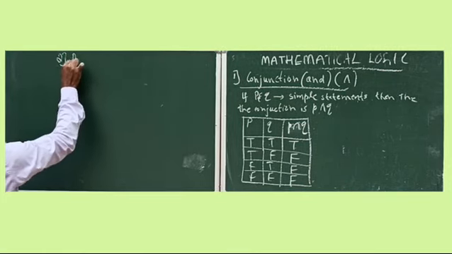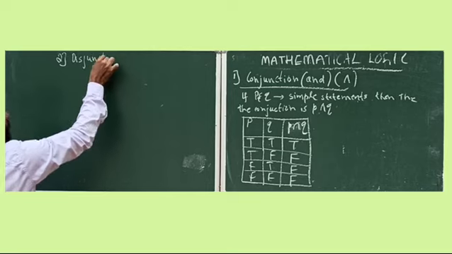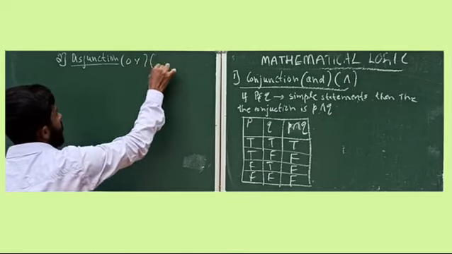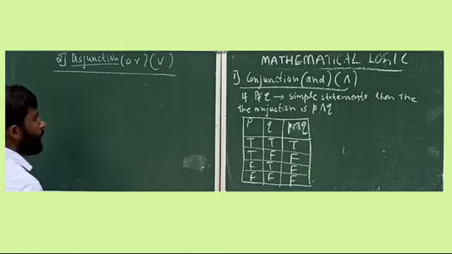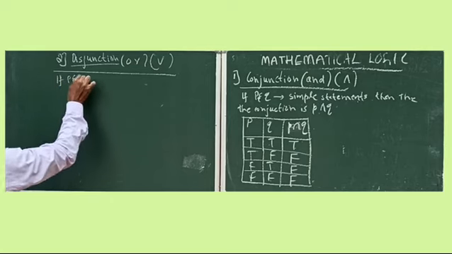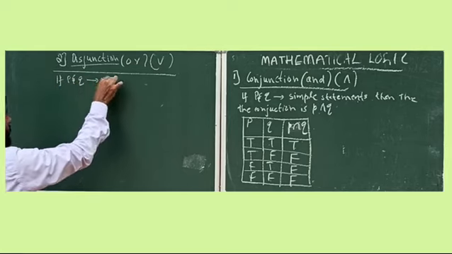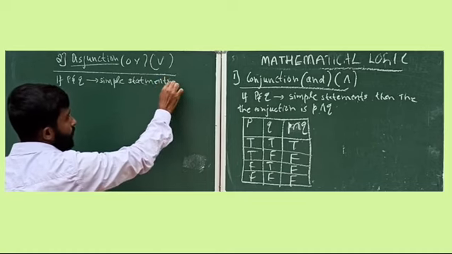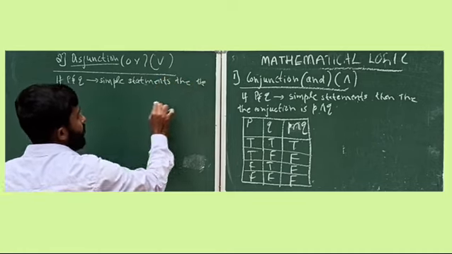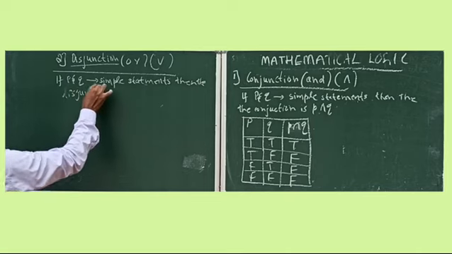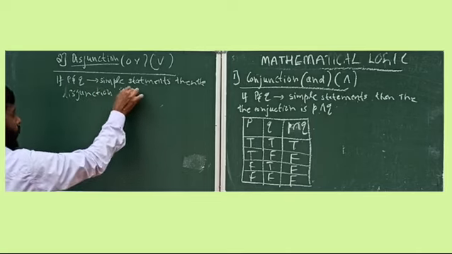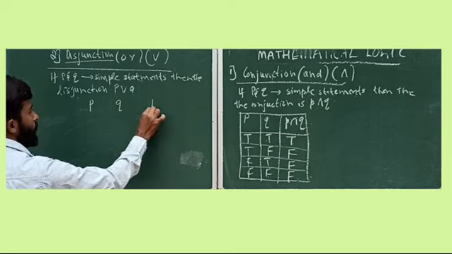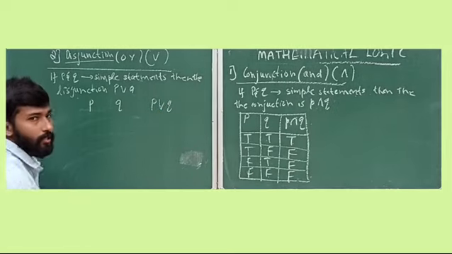The second one is disjunction. We say it as the "or" condition, denoted by this symbol, like V. If P and Q are two simple statements, then the disjunction is given by P or Q. We read it as P or Q. Now see the truth table: P, Q, P or Q, or P disjunction Q.